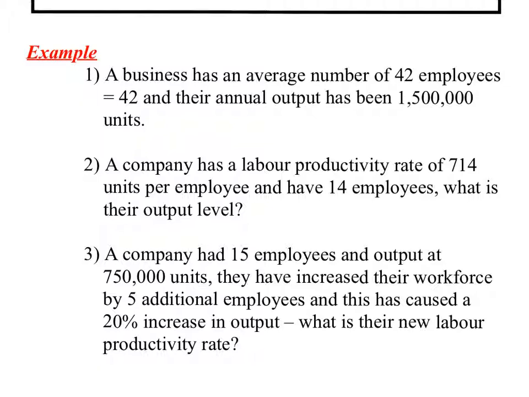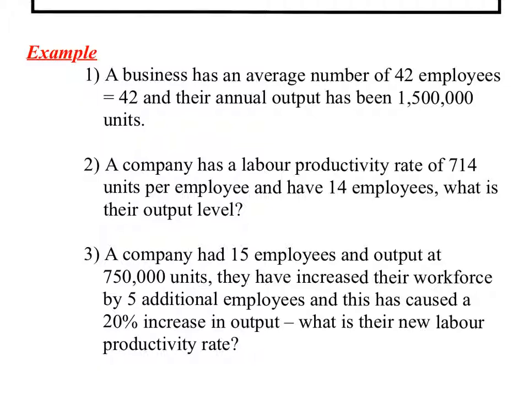So there are 3 questions here, all different scenarios. All of them help you to measure labour productivity. Question 1: a business has an average number of 42 employees and their annual output has been 1.5 million units. Question 2: a company has a labour productivity rate of 714 units per employee and has 14 employees. What is their output level? That's kind of a reversal of the formula.